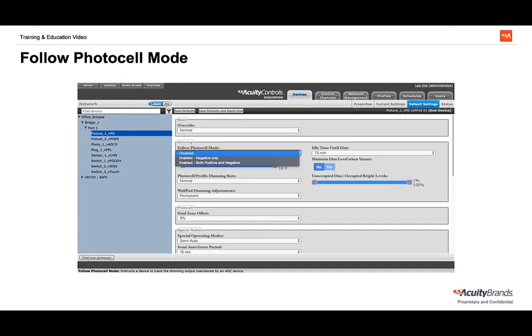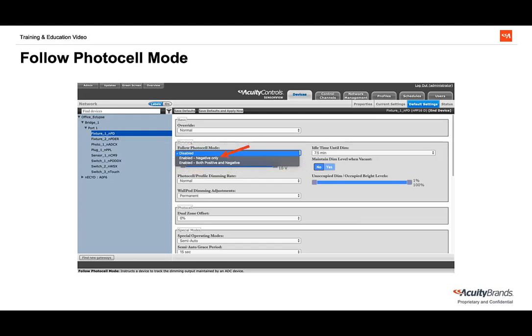First, let's discuss where we can find Follow Photocell mode in SensorView. We're in the Devices tab, selected a light, and have gone into its default settings. We used an MPP16D in this case. For a light to dim with a photocell, Follow Photocell mode must be enabled, whether it is enabled negative only or enabled both positive and negative. This setting is disabled out of the box.